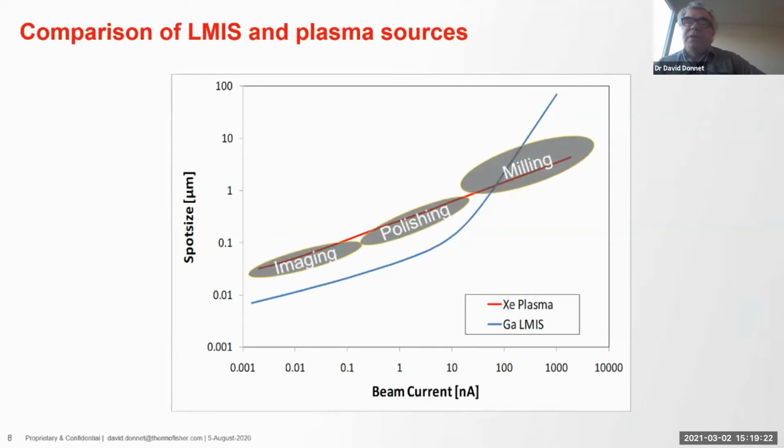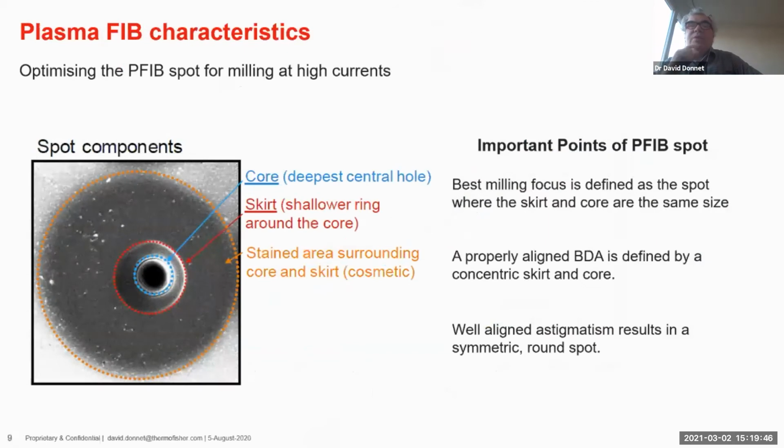So we can summarize the spot size. For very small spot size, we could use it for imaging, although of course nowadays we have the electron beam. We can polish, but mainly we're using it for milling or large area removal. I'm coming back to looking at spots because for the plasma FIB, it really is tremendously critical.